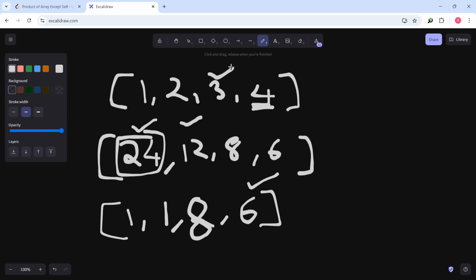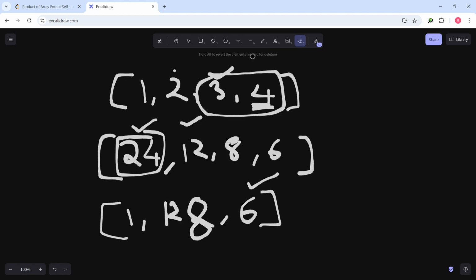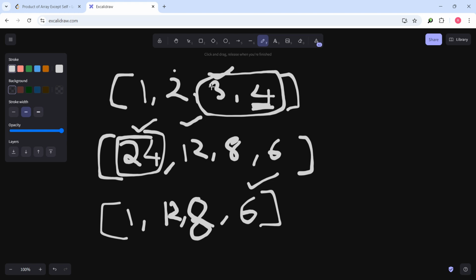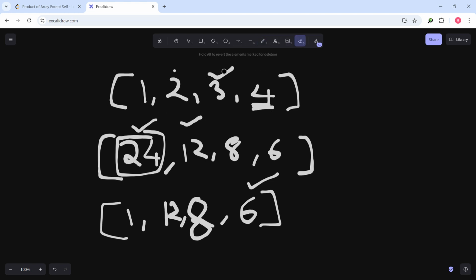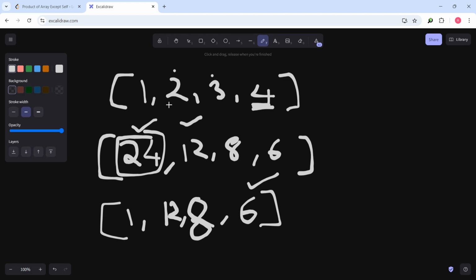So we are iterating from the back side. So 4 is over, 3 is over. When we come to 2, it will be multiplied with its postfix. What is the postfix of 2? 3 into 4, 3 fours are 12. 12 into 1 means we'll get 12 again here. And for the first one we will multiply it with its postfix. Its postfix product is 2 into 3 into 4, that will be 24. So we got the result right here.